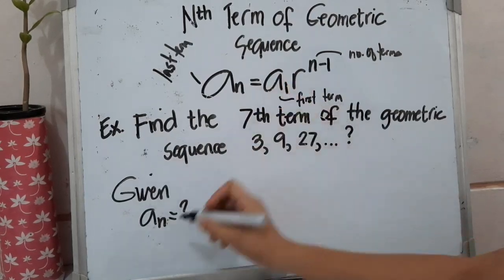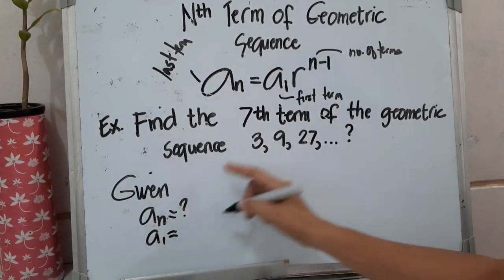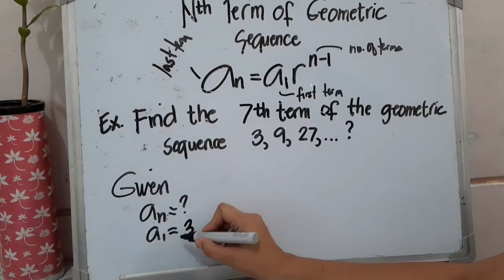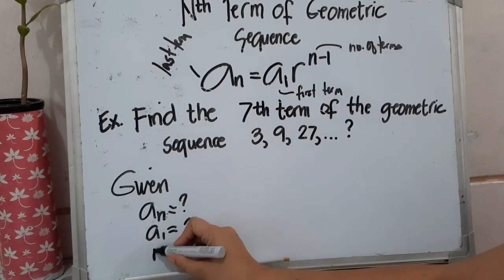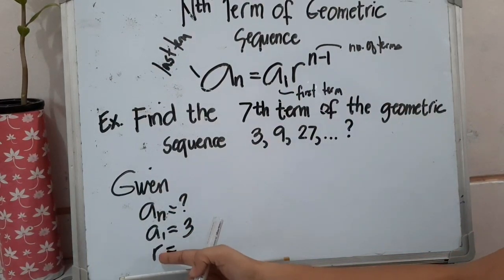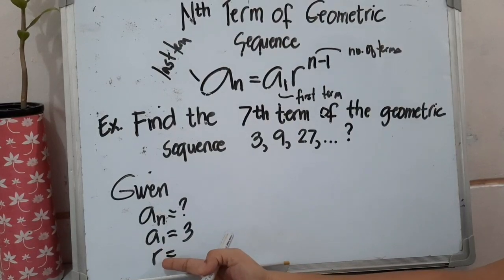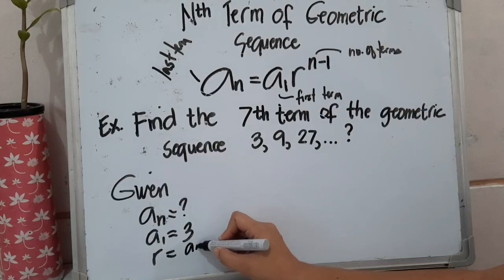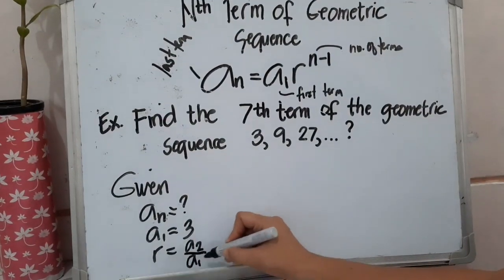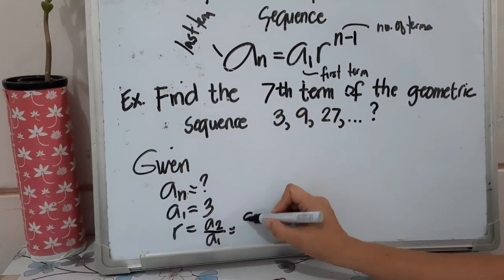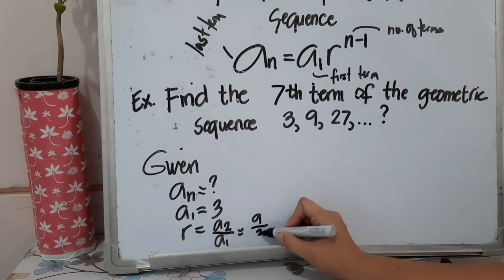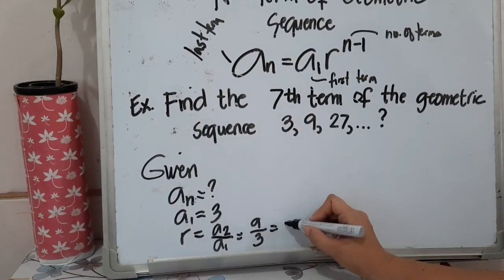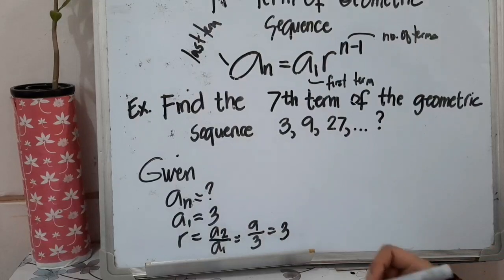Do we have a sub 1, or the first term? Yes, and that is 3, absolutely. Do we have a common ratio? Yes. How are we going to get the common ratio? We have succeeding terms. All you have to do is get the second term divided by the first term. So our second term here is 9. Divide it by our first term, which is 3. So we get 9 divided by 3. Final answer, we get 3 as our common ratio.